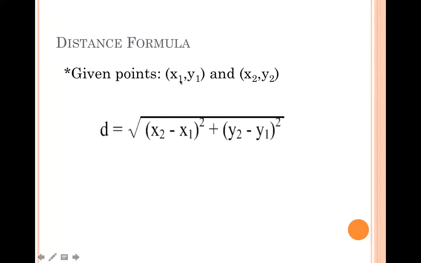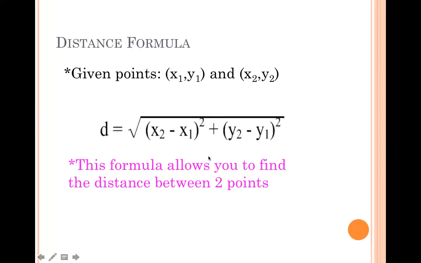So if we have 2 points, our first point is called x1, y1, and our point 2 is called x2, y2. We use this nifty formula and bam, you'll know the distance between this point and that point. So you start by subtracting your x2 minus your x1 and squaring that. Then you add that to your y2 minus your y1, squared. When you add those together and square root that, bam, you have the distance from one point to the other point. Again, it allows you to find the distance between 2 points in the coordinate grid or on a graph.